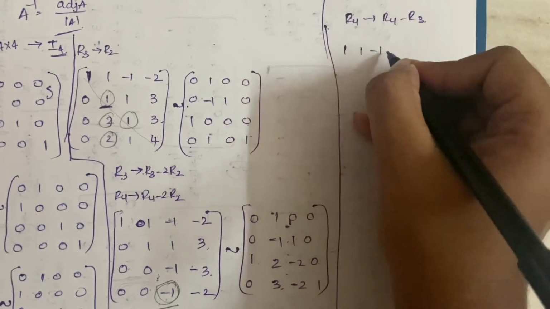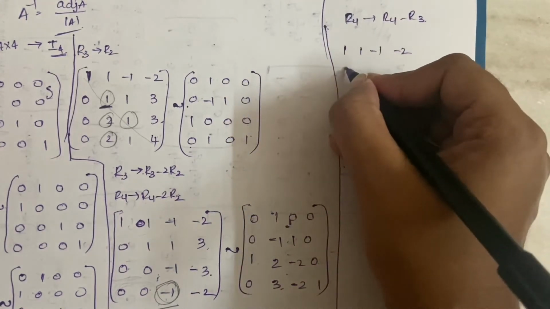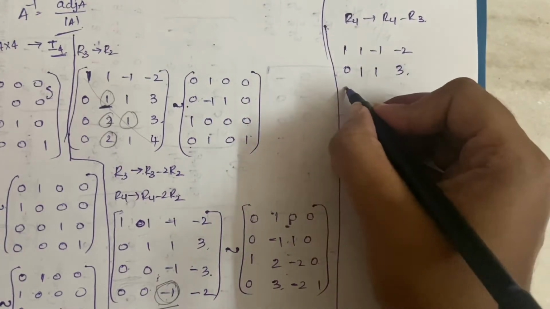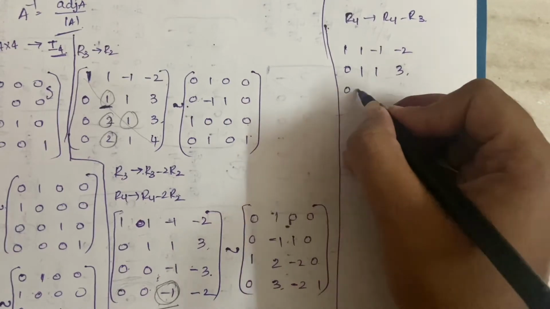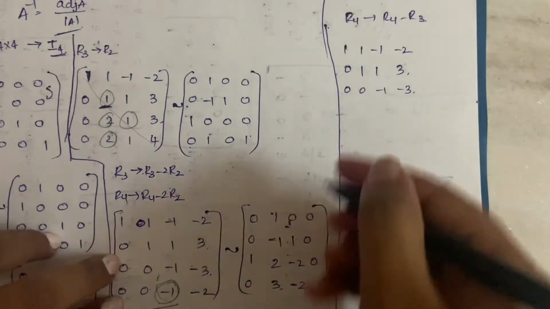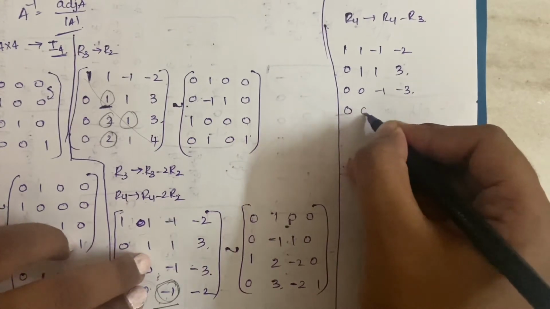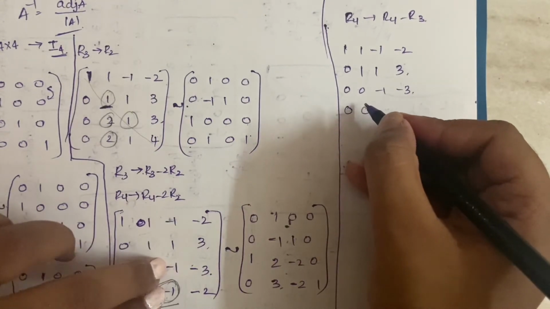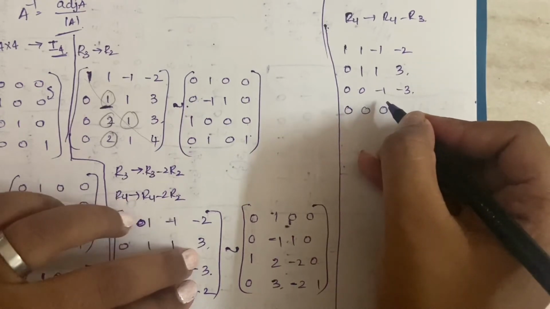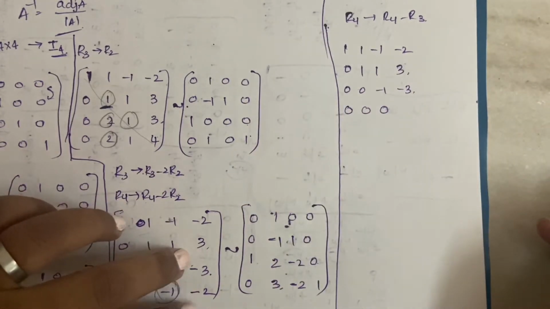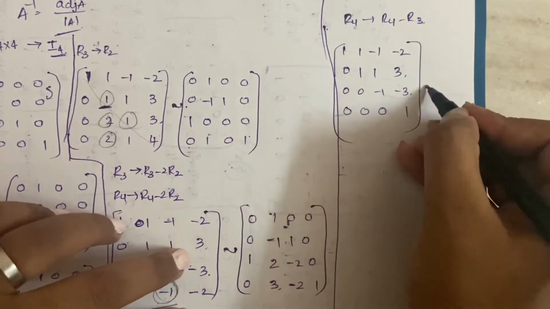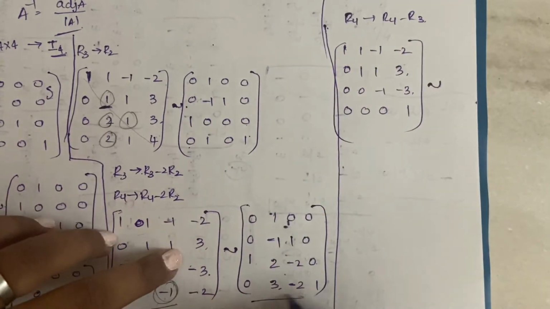1 1 minus 1 minus 2, 0 1 1 3, and R3 also the same, 0 0 minus 1 minus 3. R4 minus R3, right? 0 minus 0 is 0, 0 minus 0 is 0, minus 1 minus of minus 1, which is minus 1 plus 1, 0. Minus 2 minus of minus 3, which is minus 2 plus 3, you will get 1. Okay, and the same applies to this identity matrix also.